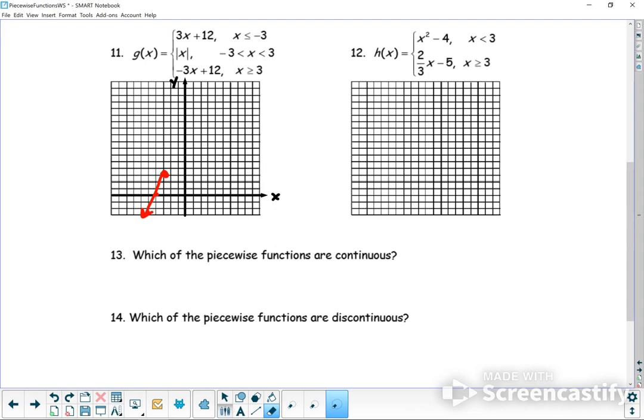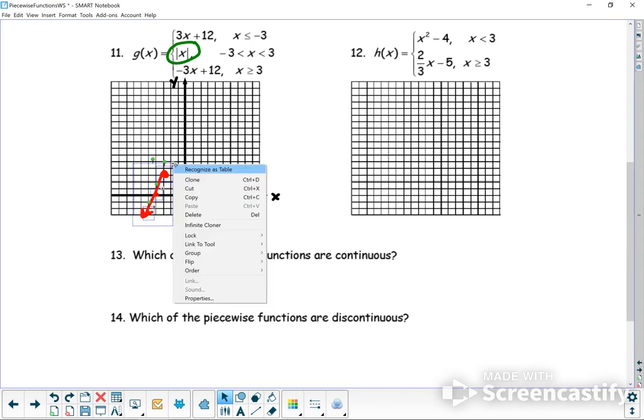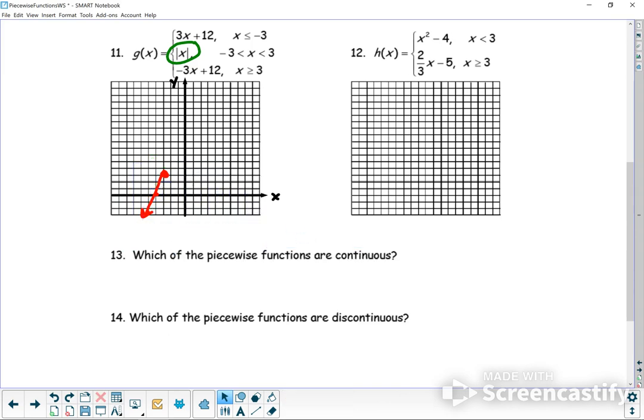Okay, next one. We have absolute value of x. Absolute value of x looks like this. So it's in the center, and then it's over 1, up 1, over 1, up 1. So it's basically just going to be 2 lines. So it's going to end up looking like this.